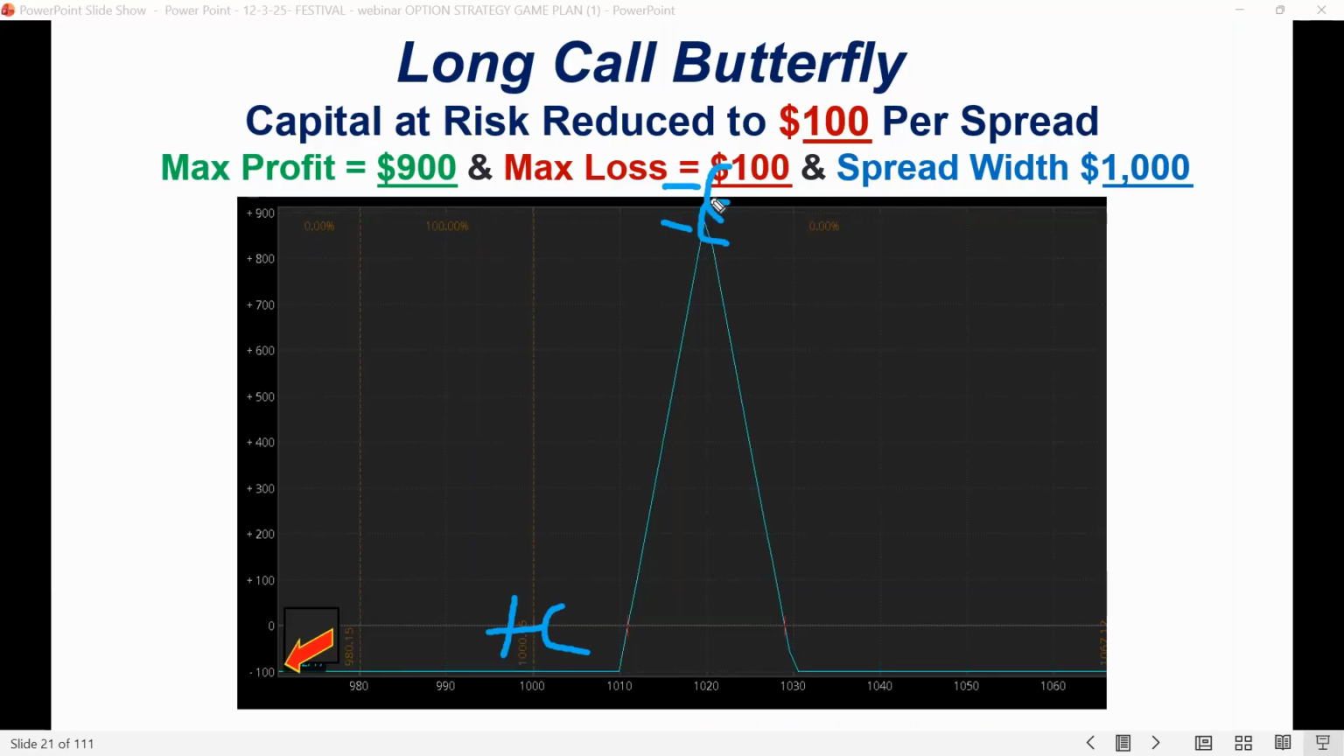And then if we short another 1020, that's the body of the butterfly. And then to cap the upside risk, we're long that 1030. So this would be a butterfly, $10 wide: long the 10 call, sell twice the 1020, and then buy that 1030. All right, so this is your typical butterfly. That's the body of the butterfly, and that's where your max profit is. We call that the top of the tent.